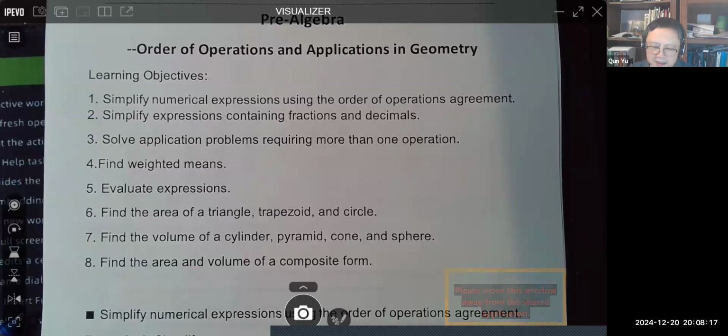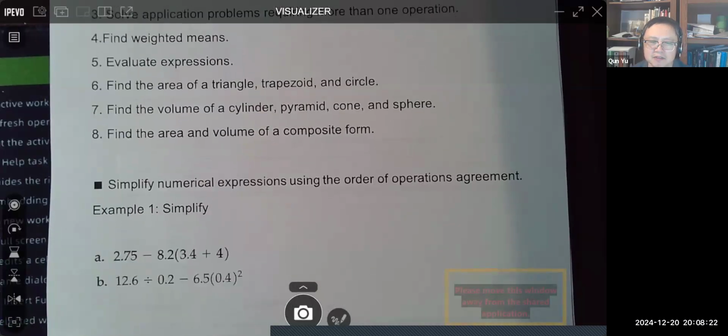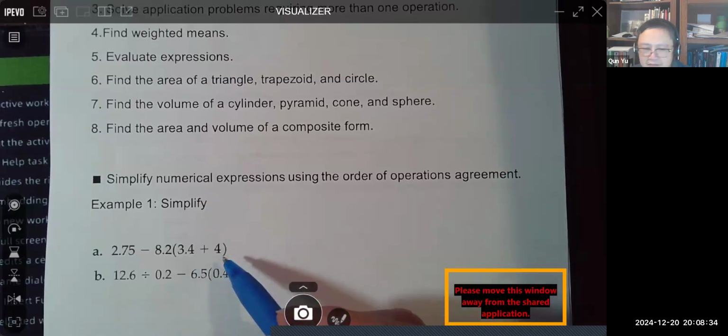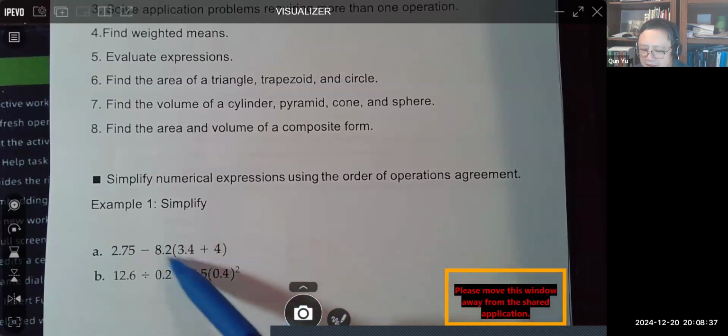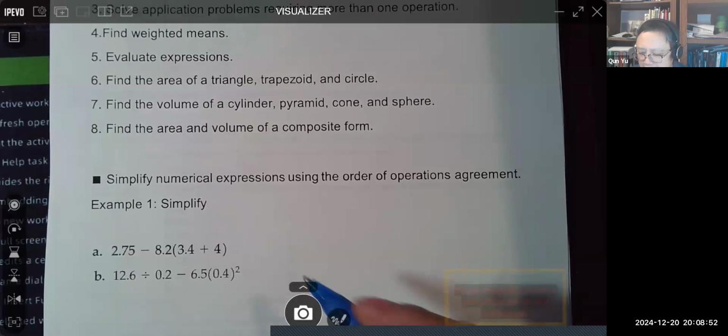So let's get started. The very first one, we're going to simplify these two expressions. In other words, we are going to do some calculations using order of operations. Look at the first one. We have a parentheses, multiplication between 8.2 and the parentheses, and then a subtraction. In the order of operations, we always calculate the operations inside the parentheses first.